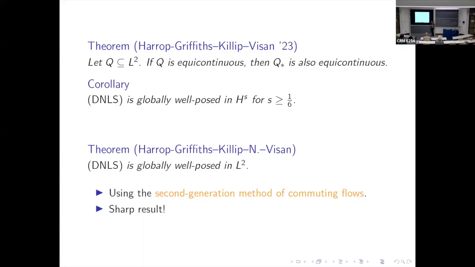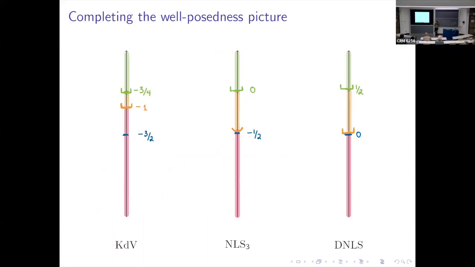The method that we used is what we call the second generation method of commuting flows. And it is a sharp result, meaning that the picture is now complete. We get the best that we could possibly get. And now you see that there is a little bit of difference with the results that we had before, because now we actually do have global well-posedness exactly at the critical space.